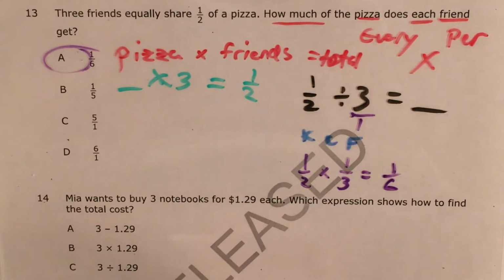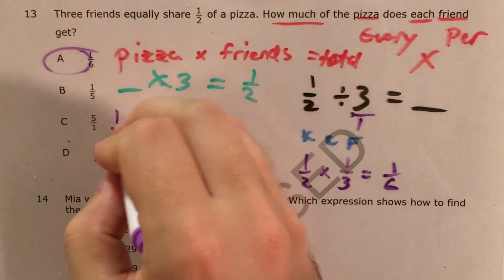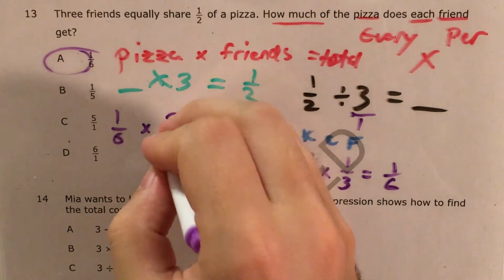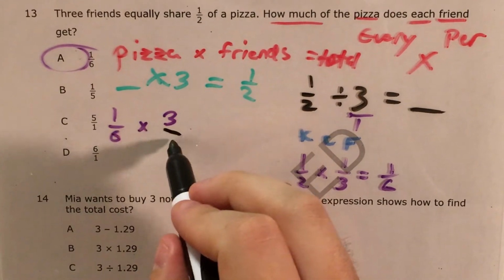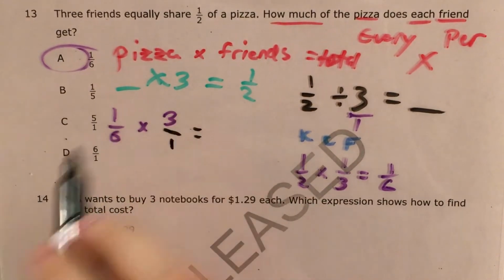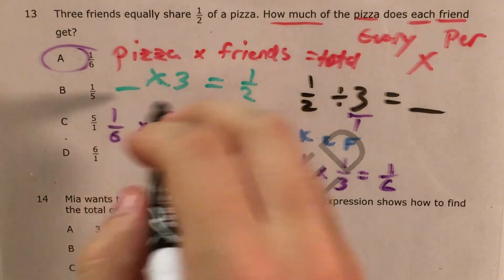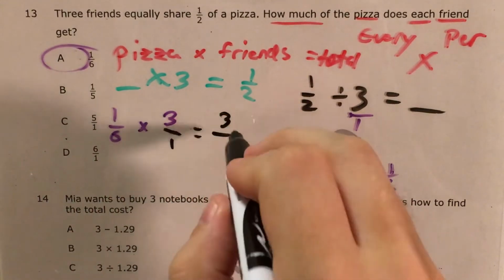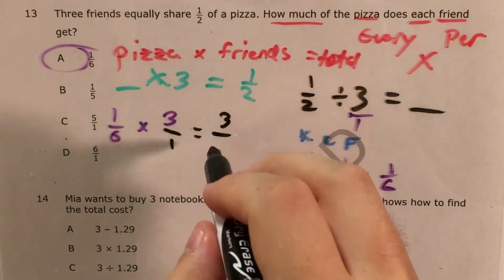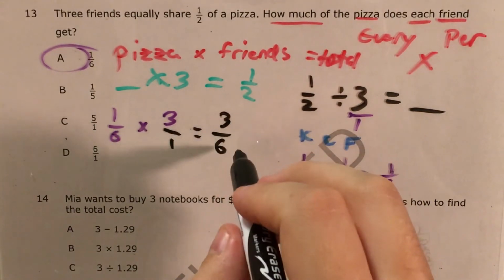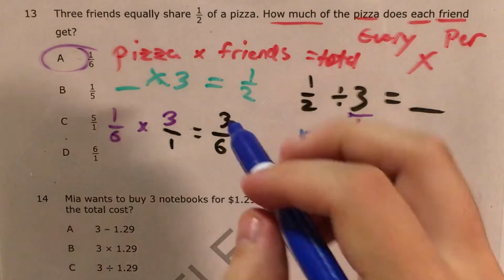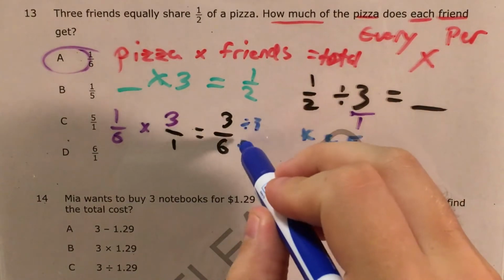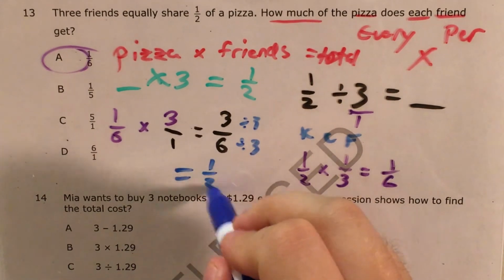Now I want to very quickly plug 1/6 back into this original equation just to make sure that it works. 1/6 times 3 is the same thing as 1/6 times 3/1. And now I'm going to do the same multiplying trick where I multiply across my numerators. 1 times 3 is 3. And I multiply across my denominators. 6 times 1 is 6. This simplifies down if I divide both my numerator and denominator by 3. Divide by 3, divide by 3, I get 1/2.